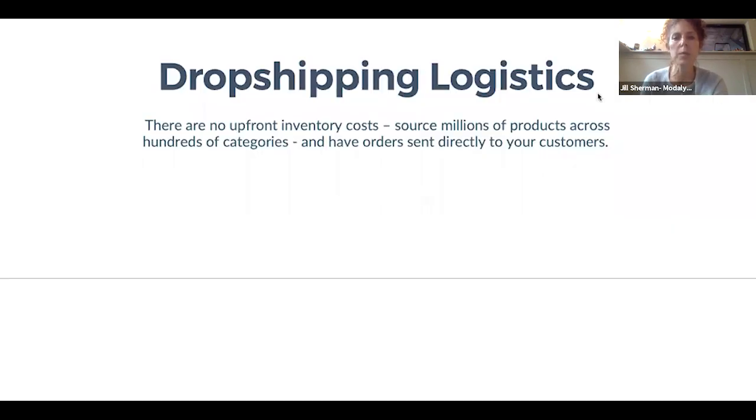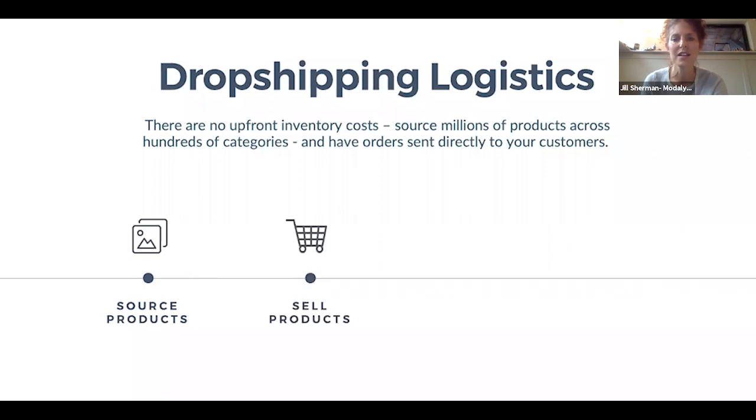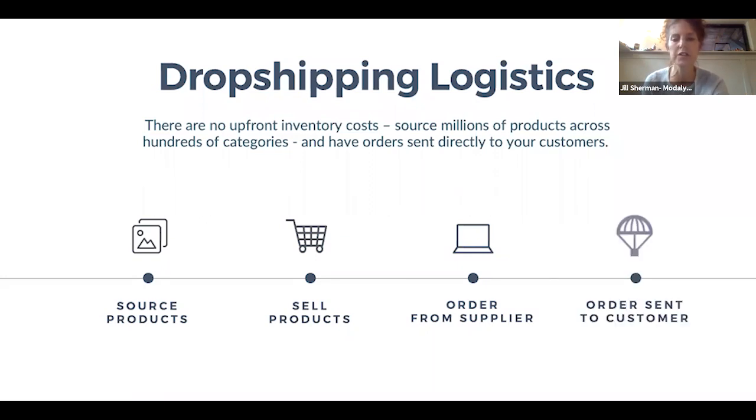So let's go through the dropshipping logistics. How does it actually work? There are no upfront costs or inventory costs when it comes to dropshipping. You can source millions of products across hundreds of categories and have the order sent directly to your customers. So first, the fun part, you get to source products and add them to your store. Second, you sell products to your customers. Now, when they place an order, you need to go to the supplier and order the product directly from the supplier. The supplier will then send the order directly to your customer. So as you can see, you're never touching or feeling the inventory, nor do you need to buy it upfront.